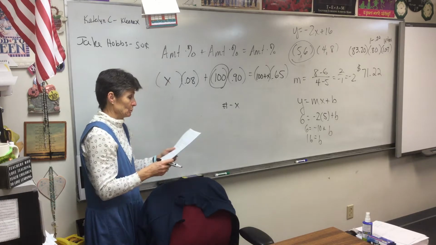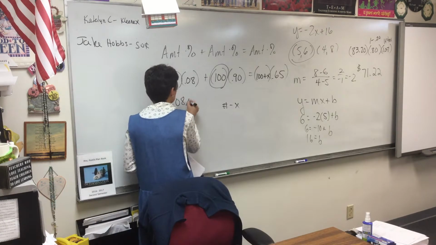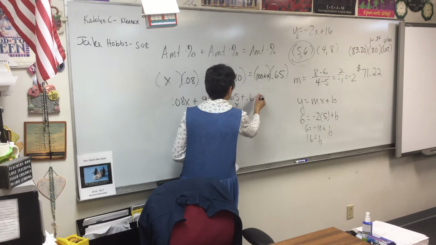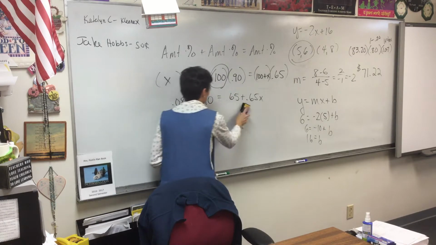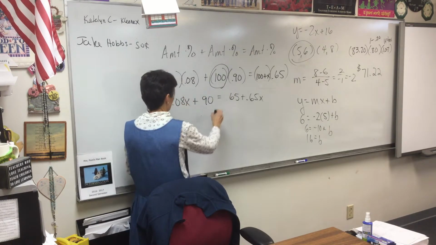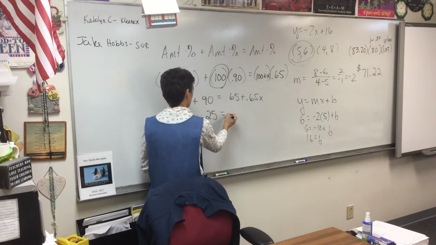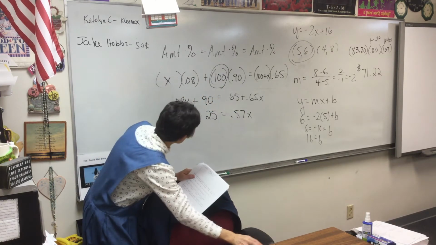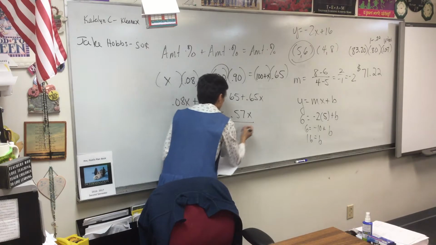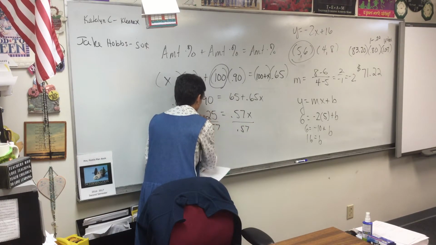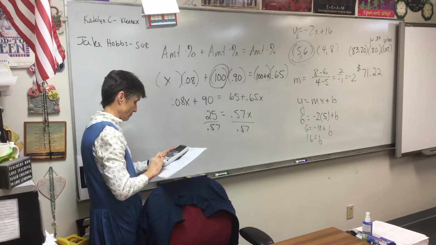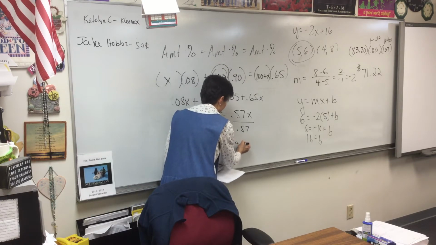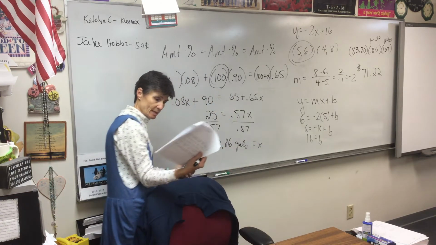Okay? So then I just get my calculator out and start multiplying things. These numbers are pretty easy, actually. So I end up with 25 equal to 0.57x. I did that in my head, could be wrong. Then I'll divide by 0.57, and x is 43.86. Is it gallons? I didn't pay attention. Was it gallons? Yeah.